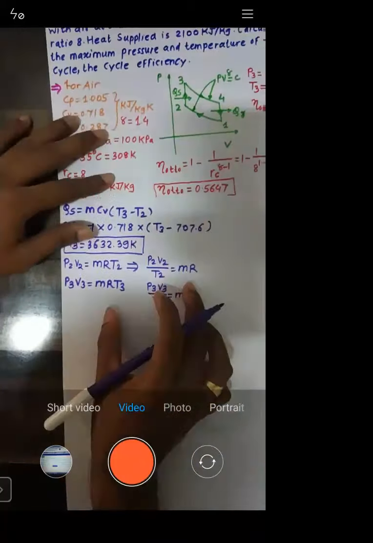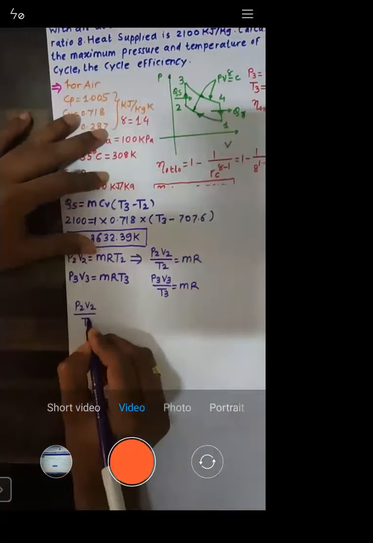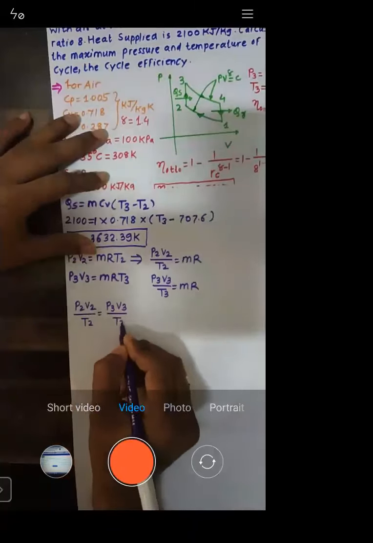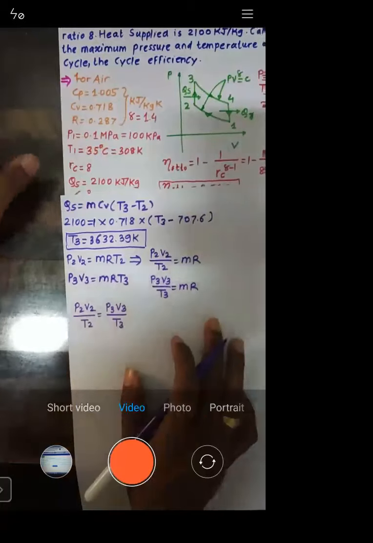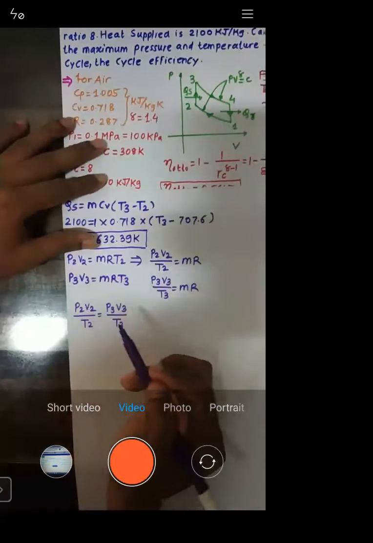So I will equate these two now. Okay, so what will I get? I will get P2 V2 by T2 is equal to P3 V3 by T3. So this is the expression. See, these two are nothing but ideal gas equations, and I equated those two.